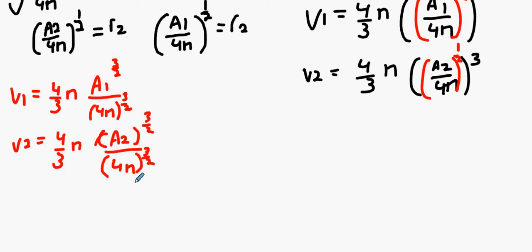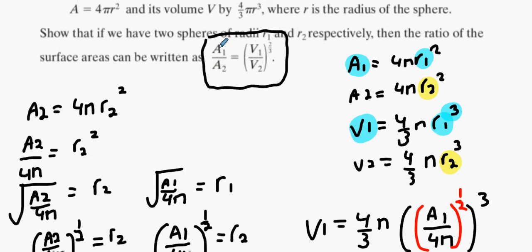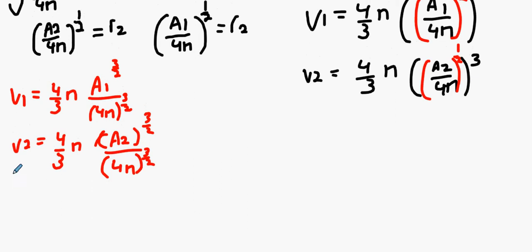Now, if I reread the original question, what does it want from me? It wants A1 on its own and A2 on its own. So I go back down here again. My goal is to get this part on its own and this part on its own, so I'm going to start moving everything around.